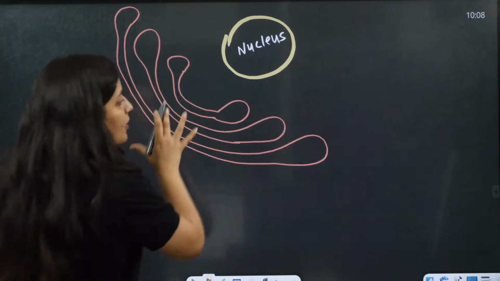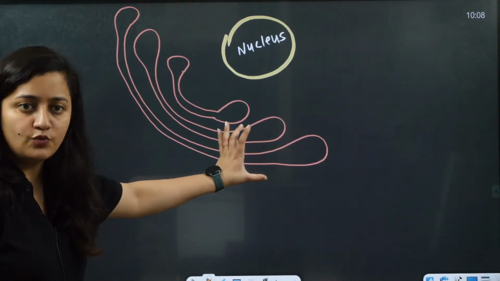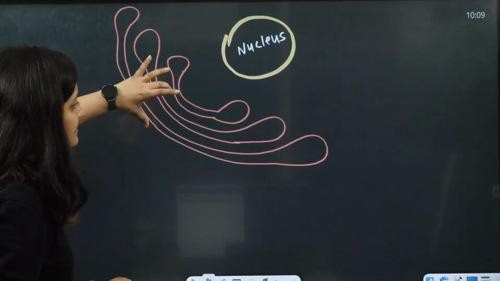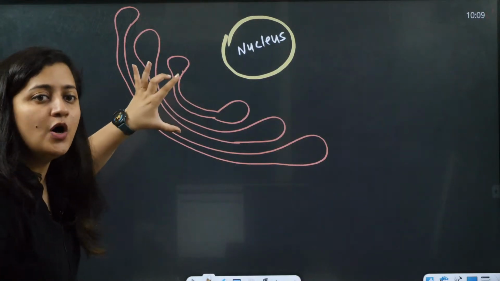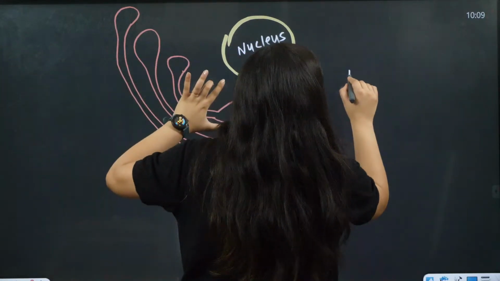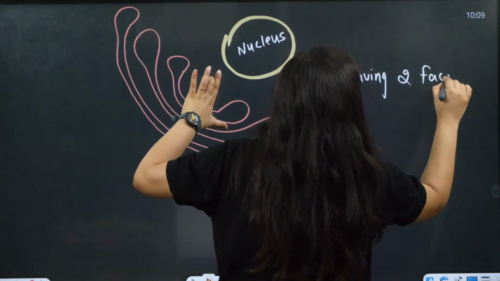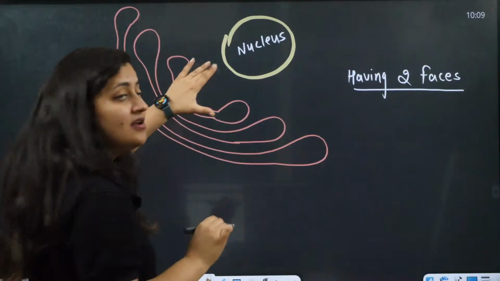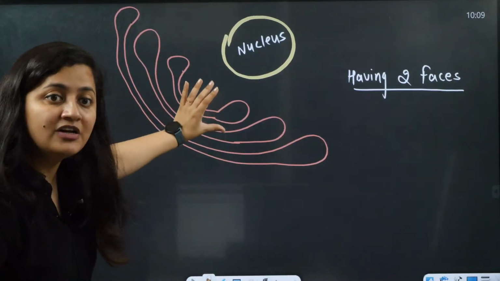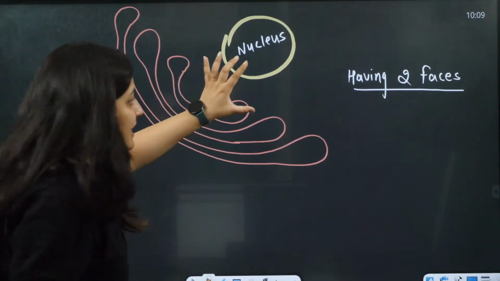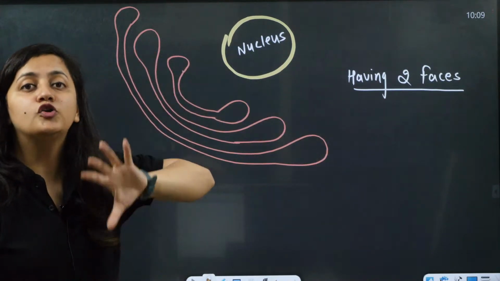Now, when you talk about this Golgi apparatus, see the endings are swelled up. This is the only organelle having two different faces, and even their function is different. I'll mention it. It is the only organelle having two faces.